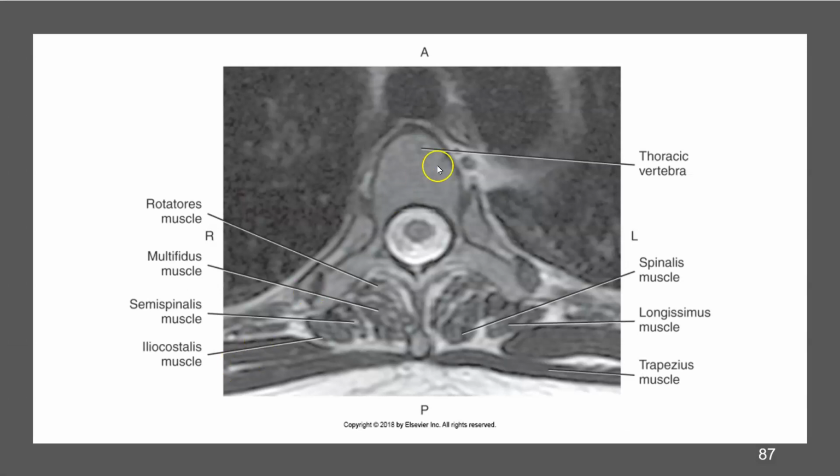So here's our thoracic vertebral body, and you can see that we have the erector right there, multifidus, we have our semispinalis, and our iliocostalis muscle. So coming over here, this is our spinalis and our longissimus and our trapezius back here. So trapezius is usually the big one splayed out.